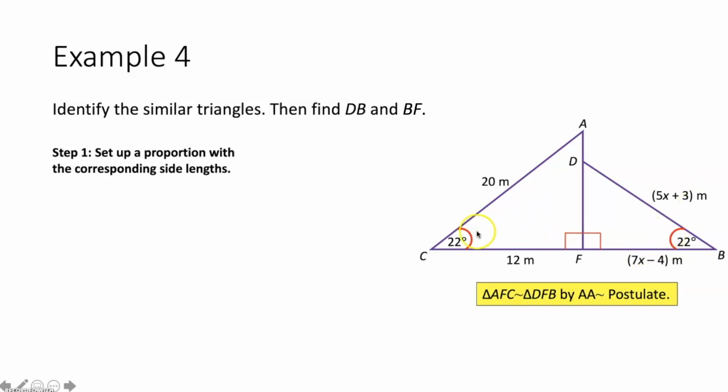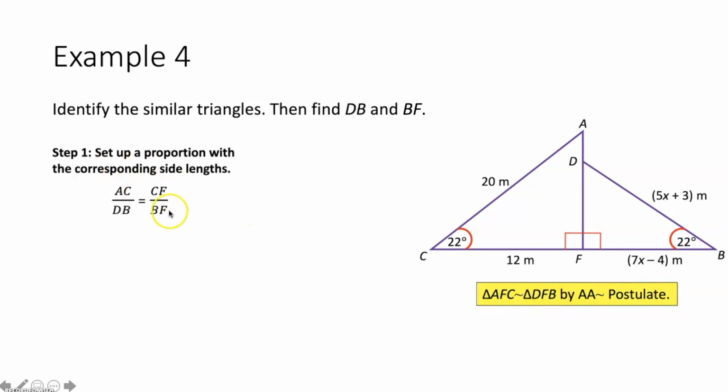In this case, we are given the measure of segment AC. We are also given the measure of segment DB. We're given the measure of segment CF, and we're given the measure of segment BF. So we need our proportion to include those measures. We can look at our similarity statement to determine which sides correspond to which sides if you weren't sure. So in setting up our proportion, we know that the measure of segment AC corresponds to the measure of segment DB. We know that the measure of segment CF must correspond to the measure of segment BF. Perfect.